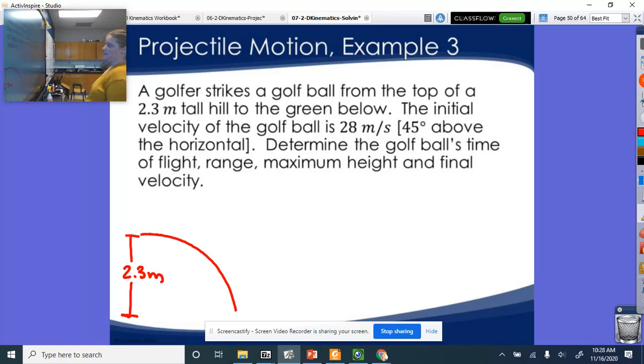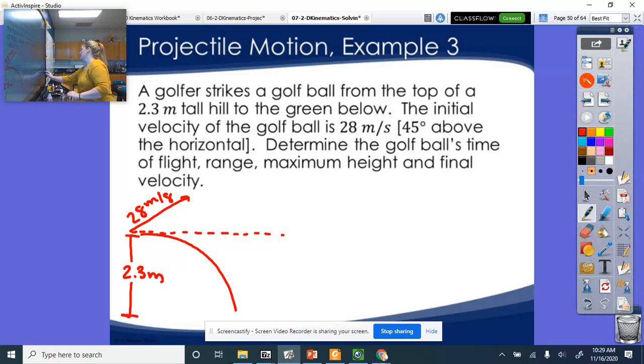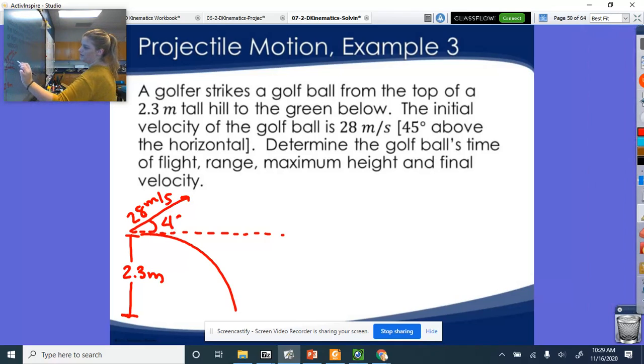The initial velocity of the golf ball is 28 meters per second, 45 degrees above the horizontal. So I hit my golf ball at 28 meters per second. I don't know why I drew an 8. And this angle is 45 degrees. Determine the golf ball's time of flight, the range, and the maximum height and final velocity.